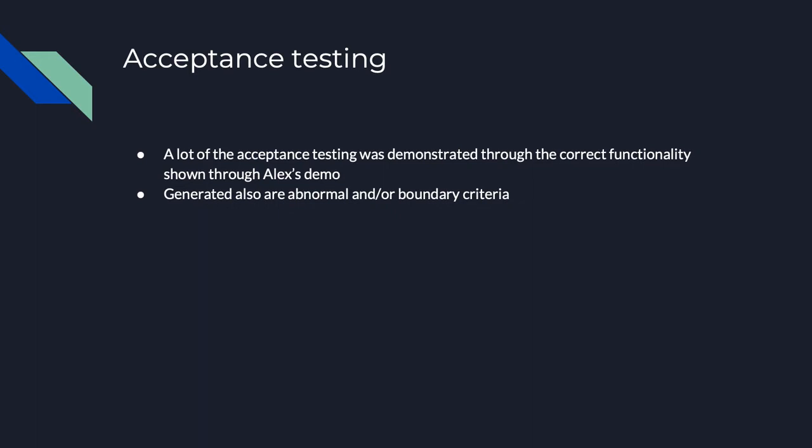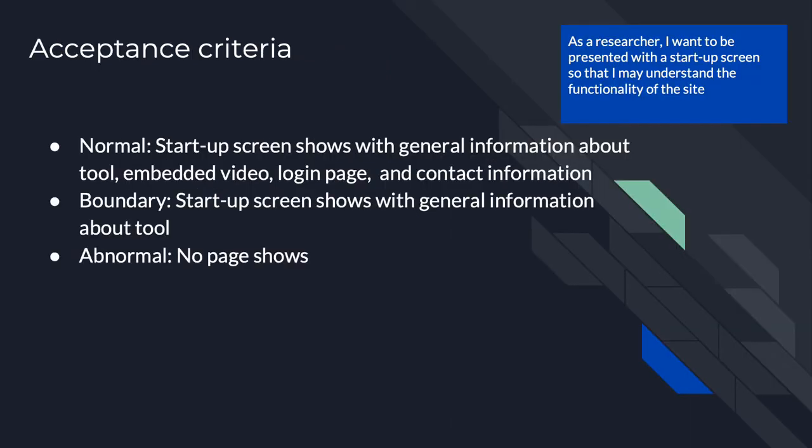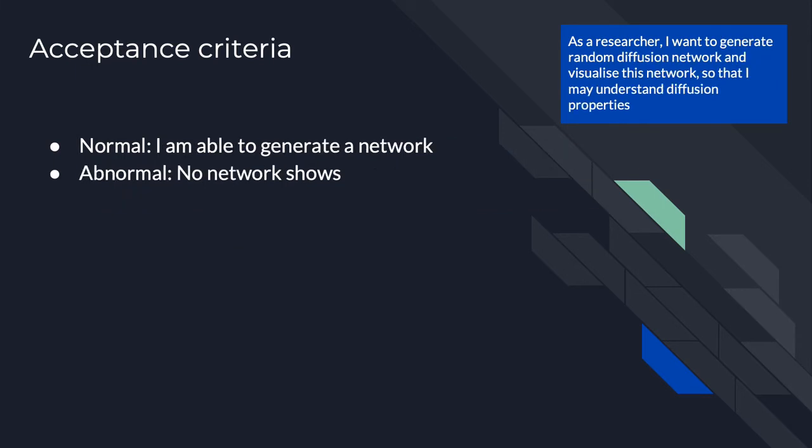For the acceptance testing, a lot was demonstrated earlier by Alex, but we also had abnormal or boundary criteria. I'll just go over these quickly. If no page shows for the start page, or if you aren't able to generate a network, that is a failure.